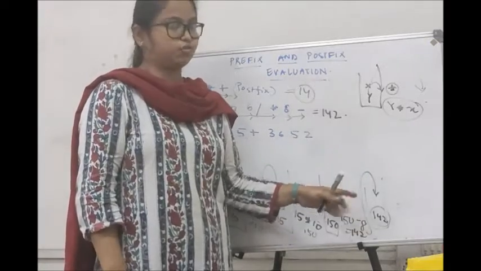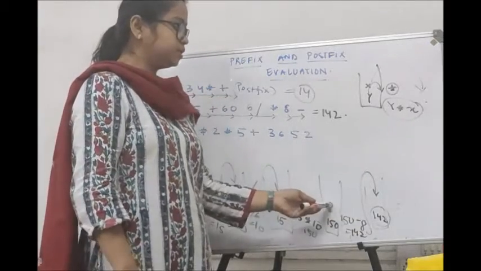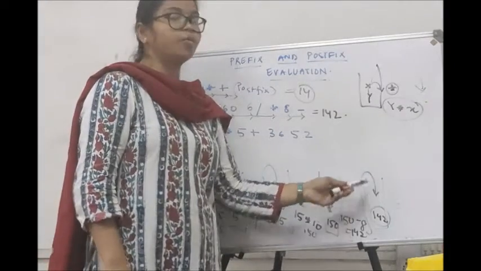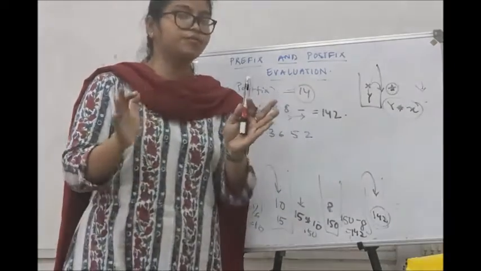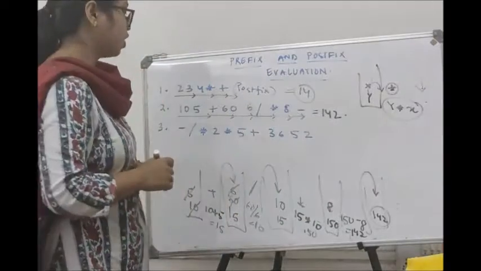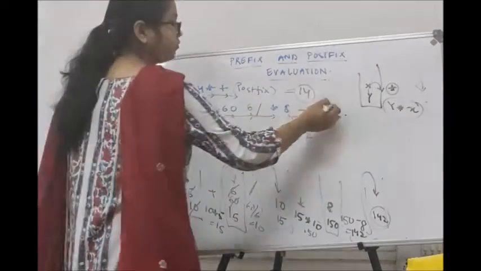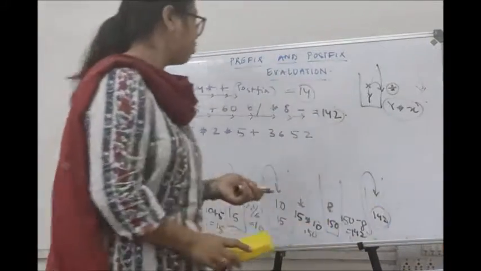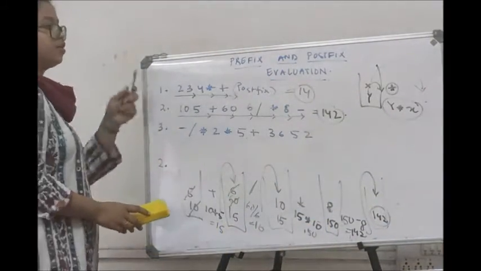The answer is not minus 142, this is 142. Because this will move towards the right, the inner one will move towards the left, and the operator stays in between. This is how we perform the operation. Okay? I hope it is clear now. This is how it works. So this is 142. Now let's see how to evaluate a prefix expression.